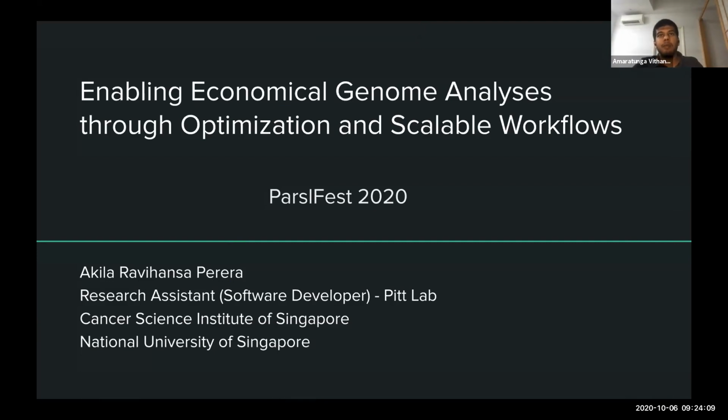So this talk is going to be about problems that we faced when processing genomic data at Cancer Science Institute of Singapore, where I worked as a research assistant for about a year. We heavily relied on Parsl when implementing genomic analysis workflows. I'll go through some of the techniques we use to optimize these workflows.